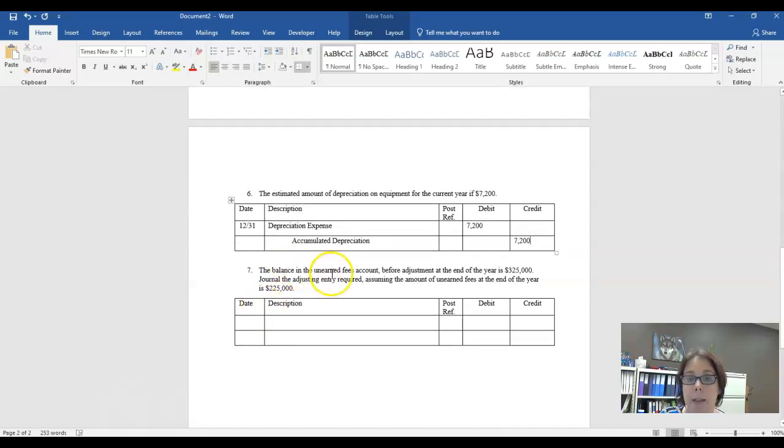Okay. The balance in the unearned fees account before adjustment at the end of the year is $325,000. Journalize the adjusting entry required, assuming that the amount of unearned fees at the end of the year is $225,000. Okay, so what we did was unearned fees. Let me just do this. 325,000 minus 225,000. So we will reduce our unearned fees. And now those are fees earned.